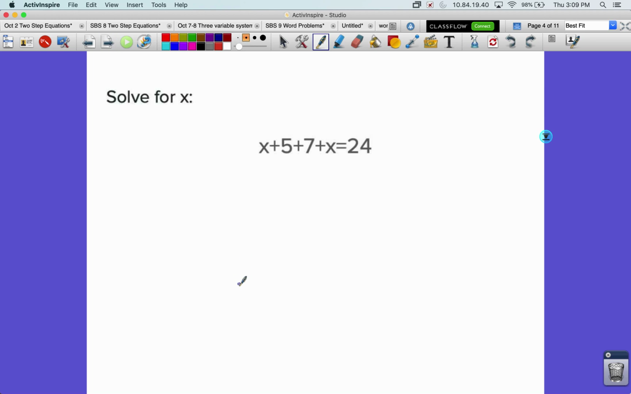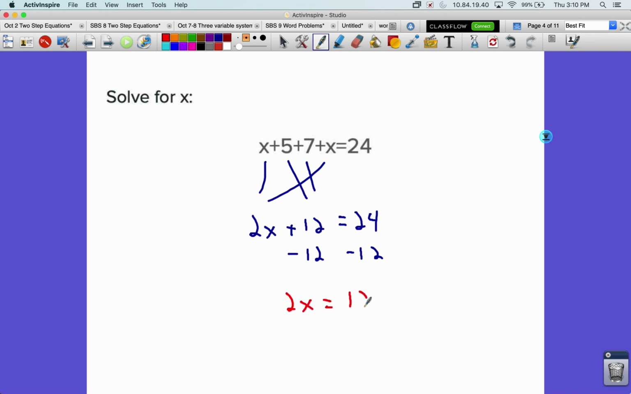All right, here I've got an equation for you to solve. Go ahead and copy it down. In order to solve this, I'm going to first combine my like terms. So the x and the x can become a 2x. The 5 and the 7 can become a 12, equals 24. Now I'm going to subtract 12 from both sides, leaving the 2x behind. 2x equals 12. And then I'll divide both sides by 2, and I get x equals 6.